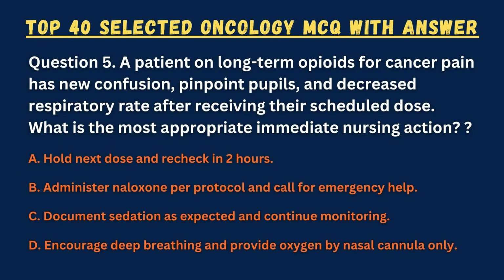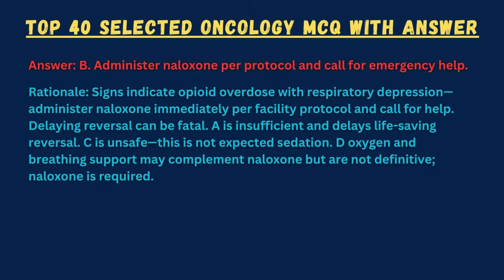C. Document sedation as expected and continue monitoring. D. Encourage deep breathing and provide oxygen by nasal cannula only. Answer: B. Administer naloxone per protocol and call for emergency help. Rationale: signs indicate opioid overdose with respiratory depression. Administer naloxone immediately per facility protocol and call for help. Delaying reversal can be fatal.